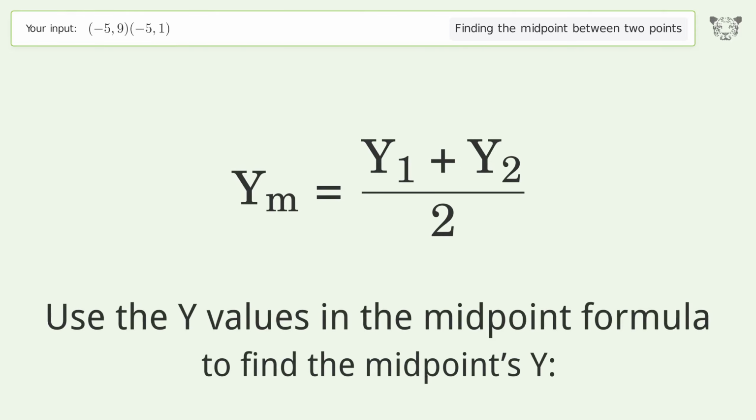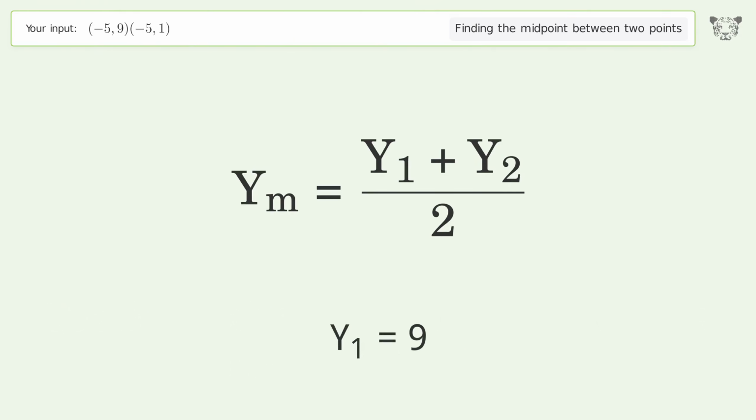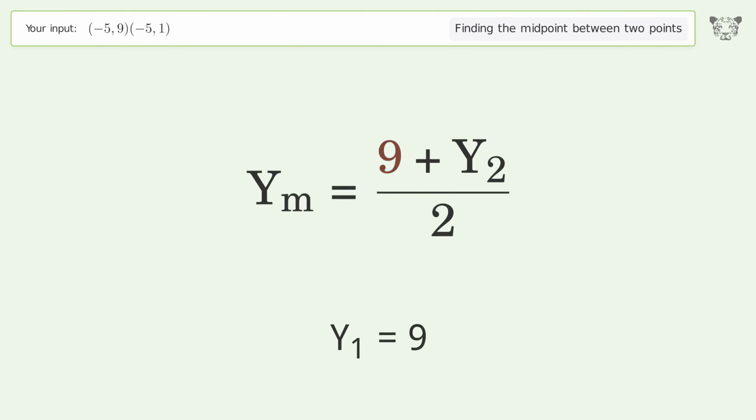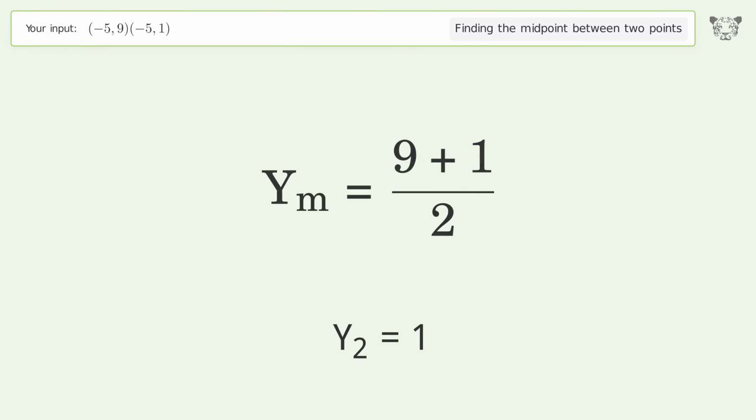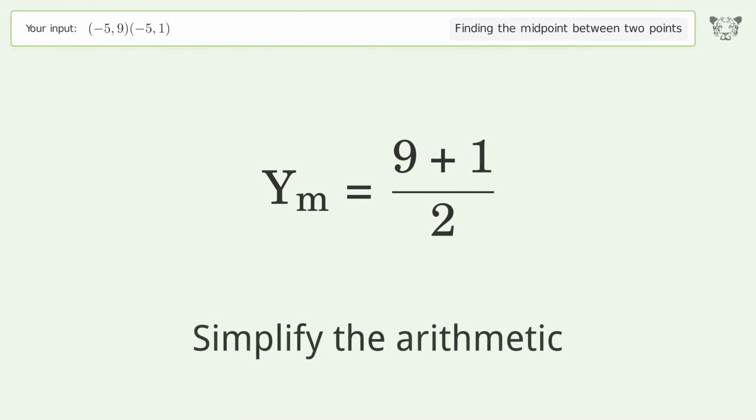Use the y values in the midpoint formula to find the midpoint's y. y1 equals 9. y2 equals 1. Simplify the arithmetic.